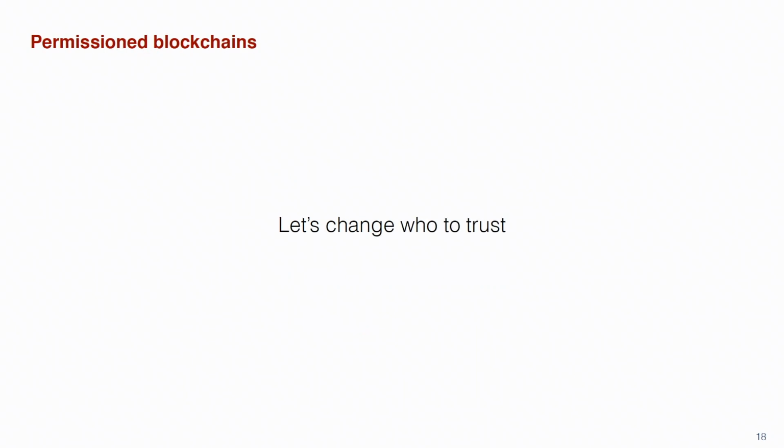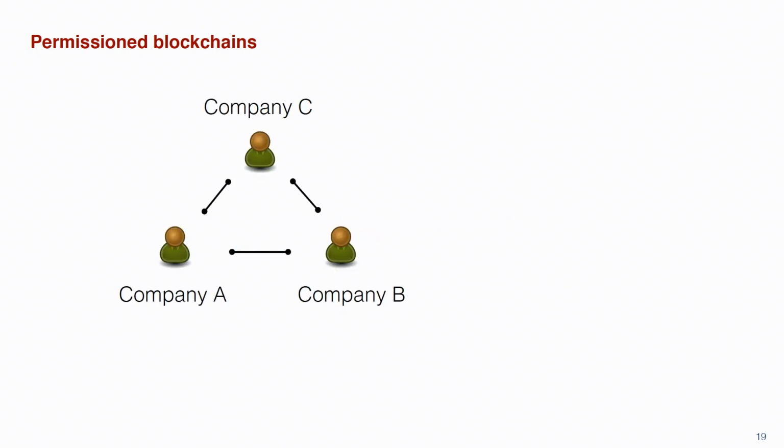Let's look at permissioned blockchains. In permissioned blockchains, we kind of change who we trust, right? So we're introducing, for example, a consortium of a few companies or a few entities, a few governments that we do trust. And that's totally fine. And most businesses nowadays are working that way, right? Without trust, you almost cannot do business.